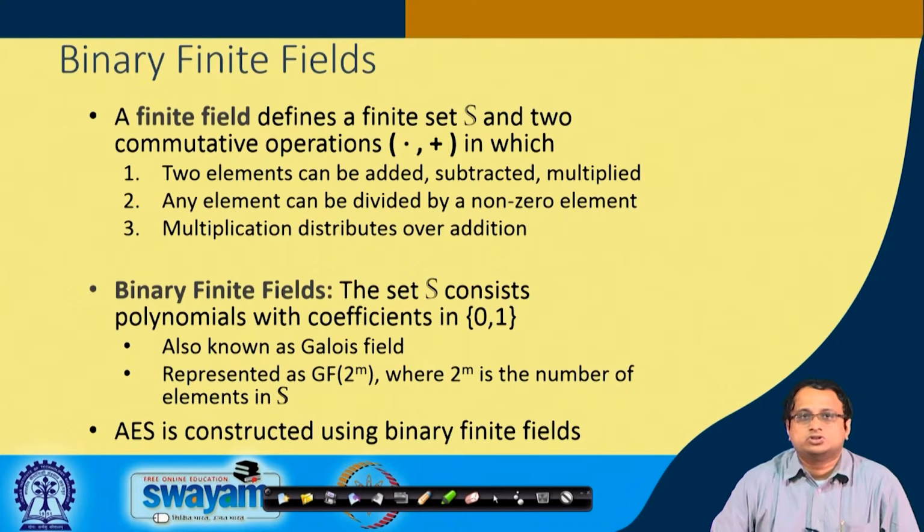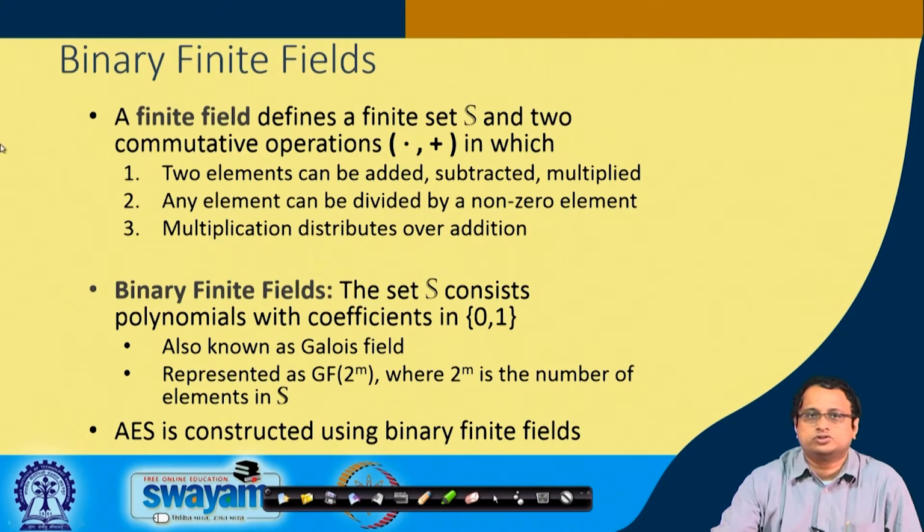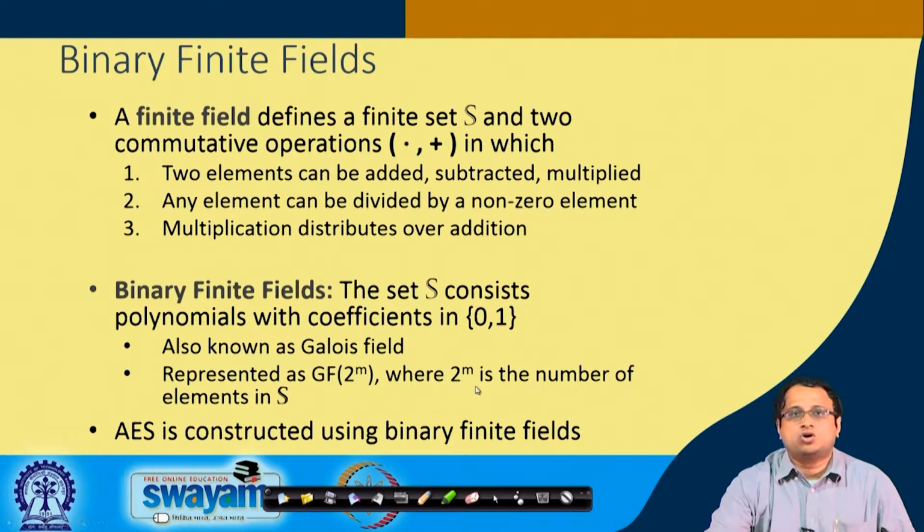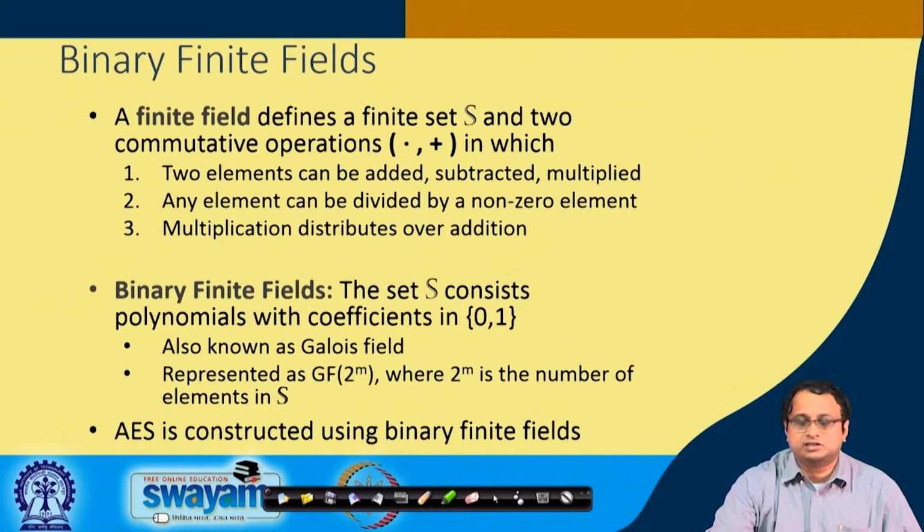In binary finite fields, the smallest form has only two elements, 0 and 1, and that is called Galois field 2, or GF2. There is an extension of this field called GF2 to the power of m, which is nothing but an m-bit extension of GF2. Here, 2 to the power of m is the number of elements in S.